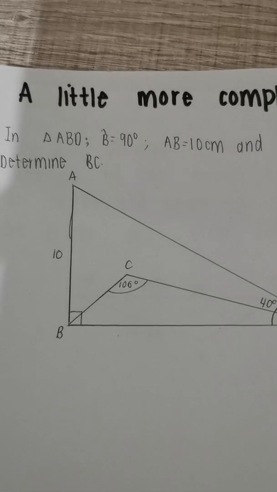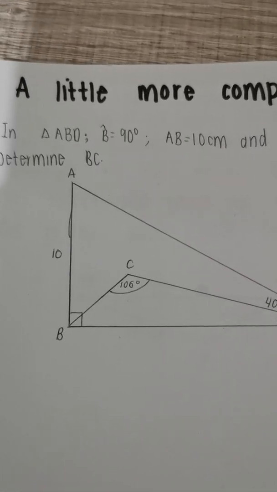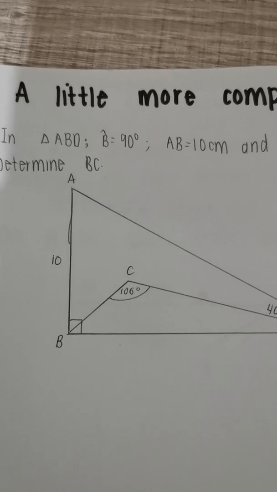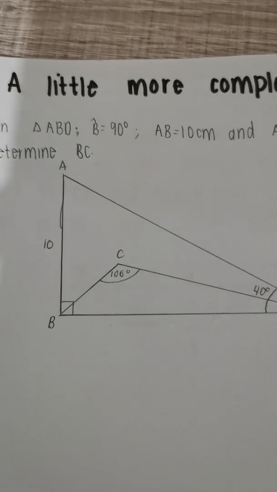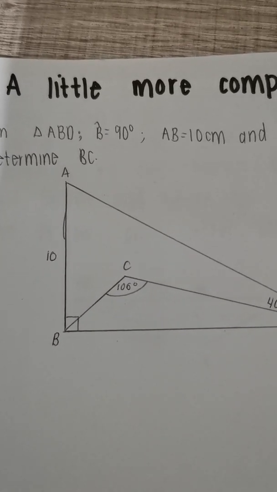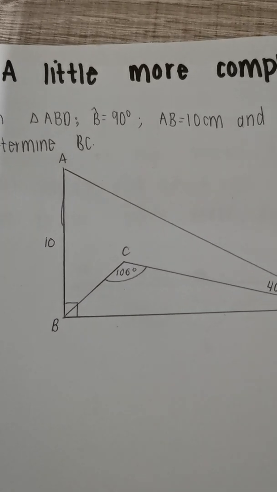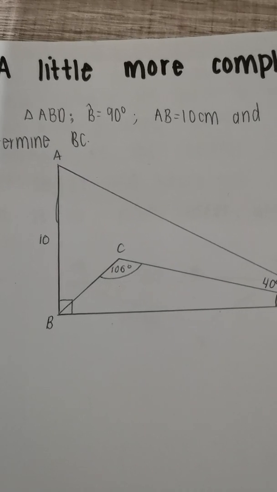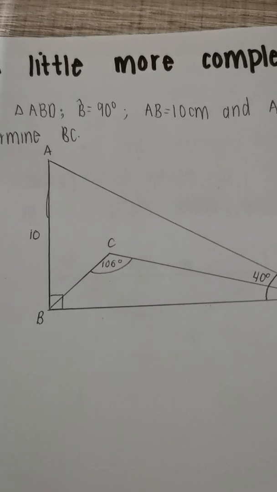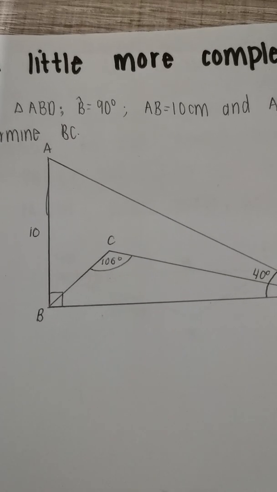Okay, a little more complex questions, right? This is not exactly what you're going to get in your paper. This is still a bit easy compared to what you'd get in your paper, but this is working towards there, okay? Why do I say working towards there? Because I'm giving you two different triangles. Previously, we were just working with one triangle, and I need you to think outside the box and try and link one triangle to the other.